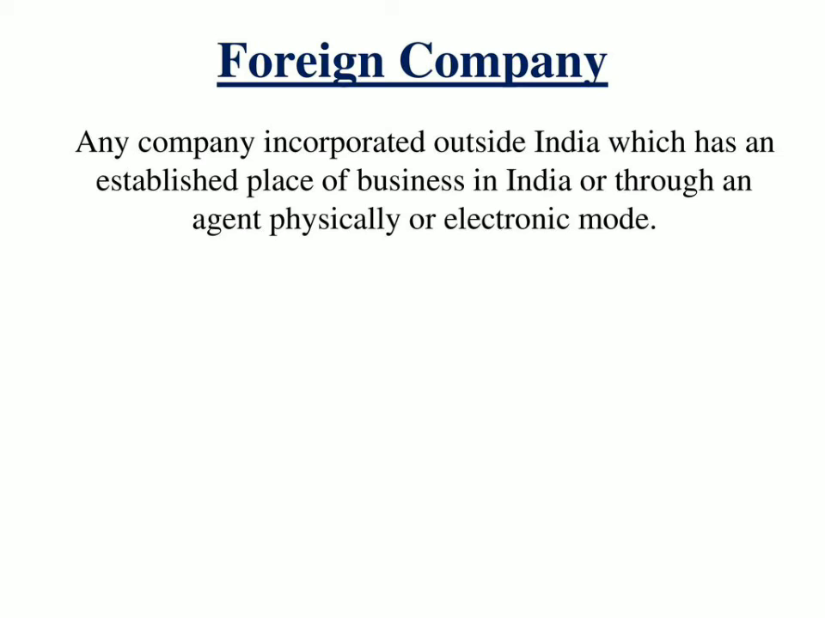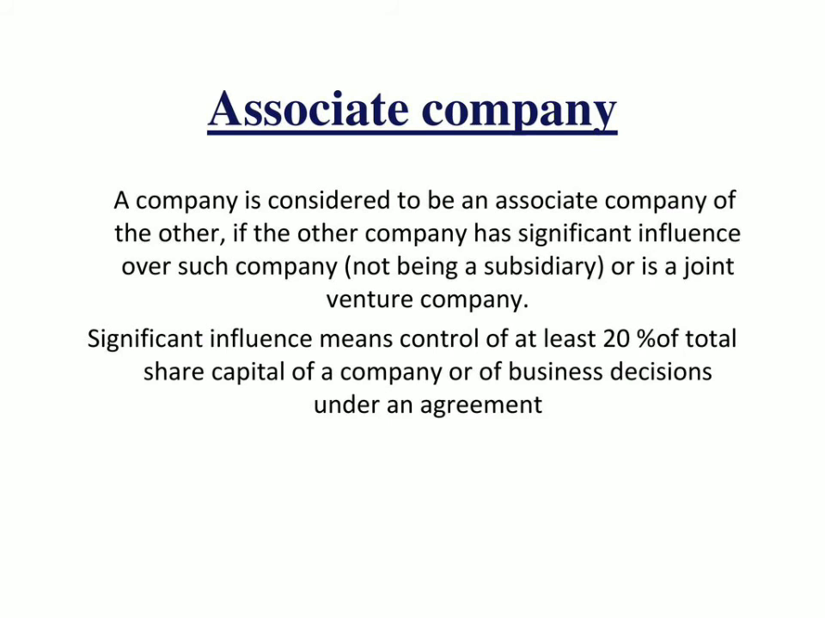A company is considered to be an associate company of the other if the other company has significant influence over such company or is a joint venture company. Significant influence means control of at least 20% of total share capital of a company or of business decisions under an agreement.